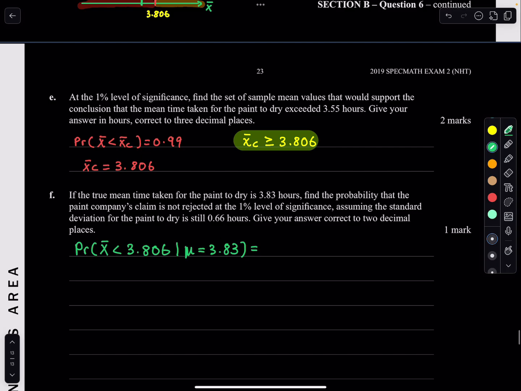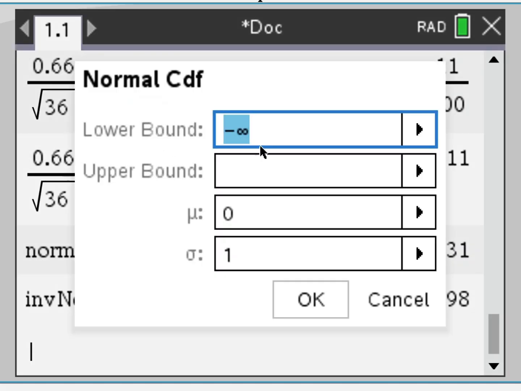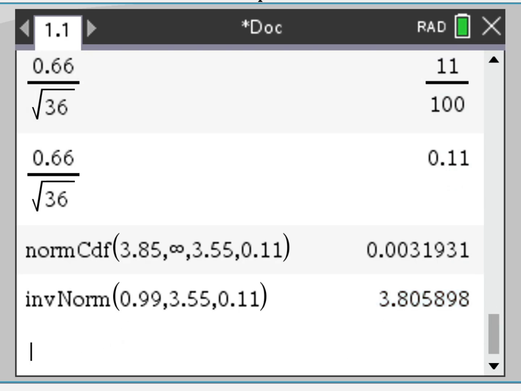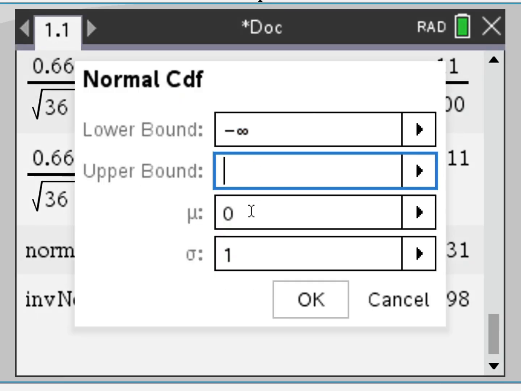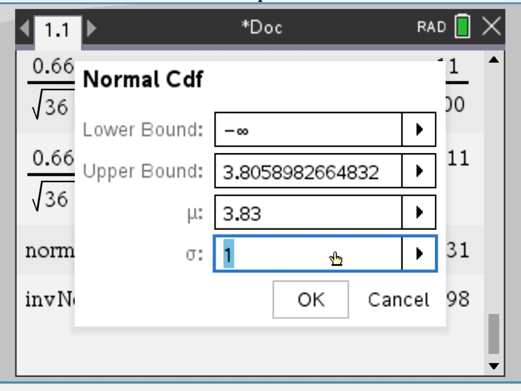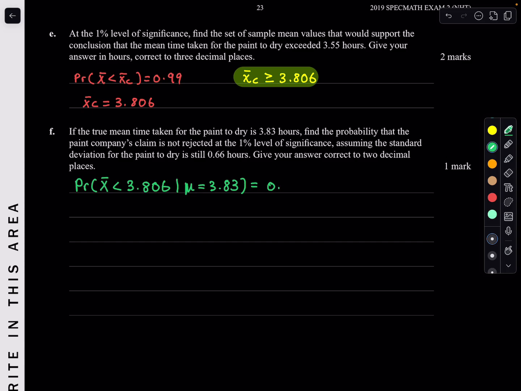So, menu, probability distribution, normal CDF. Let me just copy that 3.806, because I want to get this probability. My mean is now 3.83, and we're still using the same deviation, which was 0.11, and enter, and we get this. This is my actual value. This is the probability for the company's claim to be not rejected, basically. So 0.41, 2 decimal places. Done.